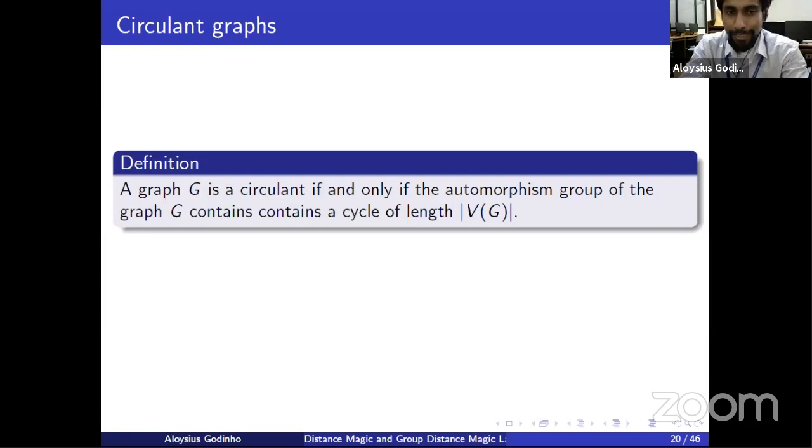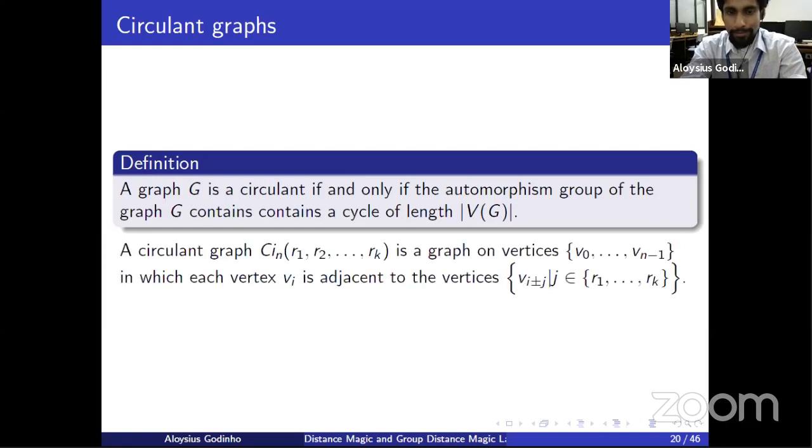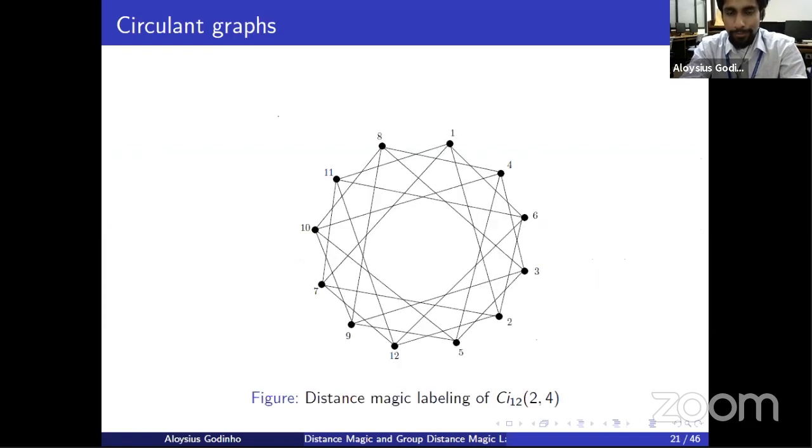A graph G is said to be circulant if and only if its automorphism group contains a cycle of length |V(G)|. For example, we can look at this graph. So you can imagine there's a cycle on this graph. Every vertex is joined to the second vertex and the fourth vertex on this imaginary cycle. So this graph is called C12 2,4.